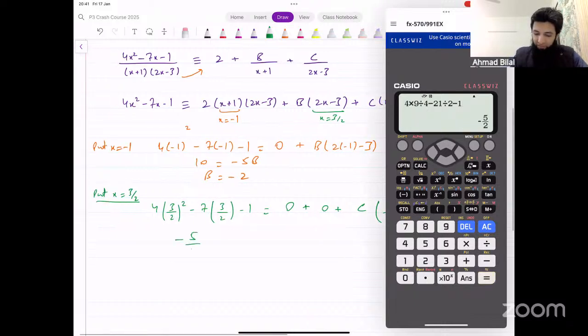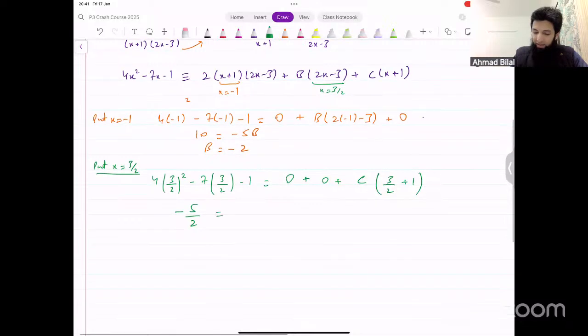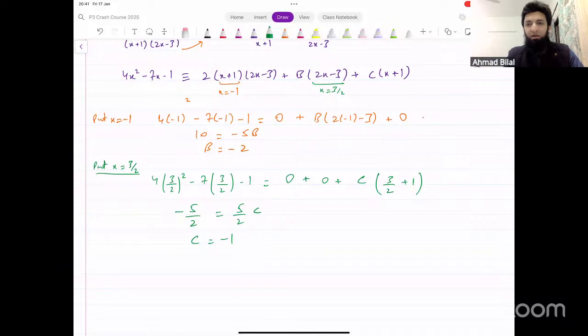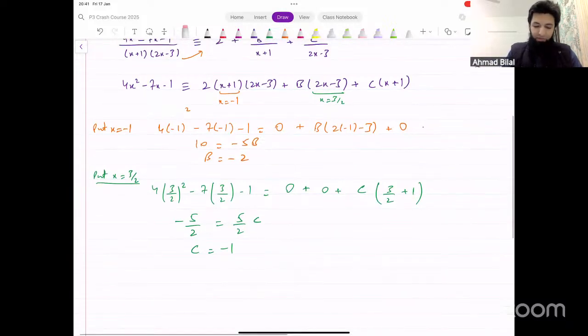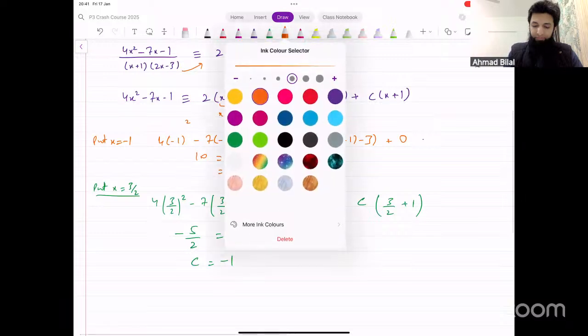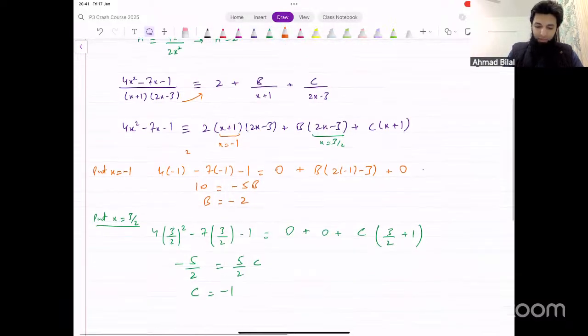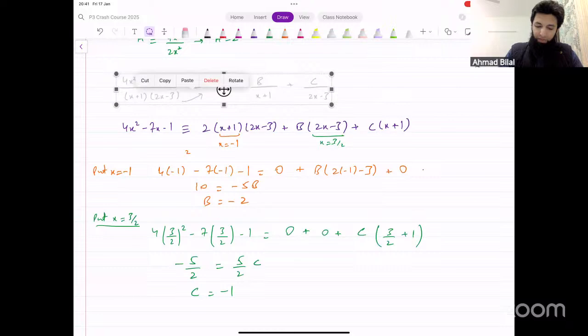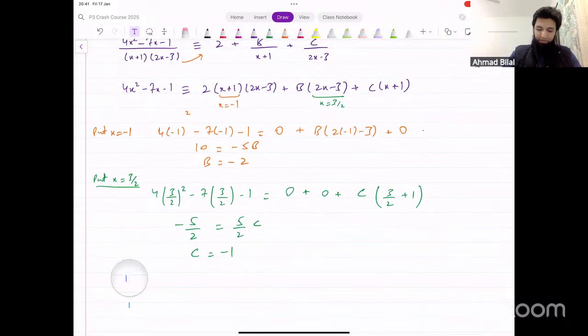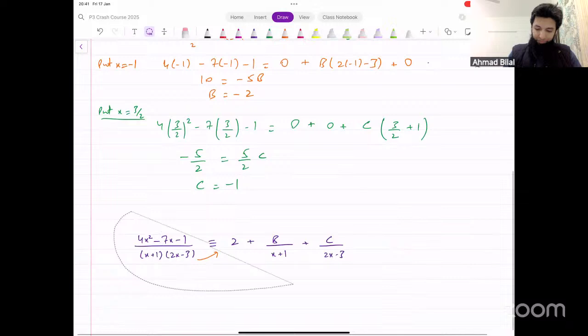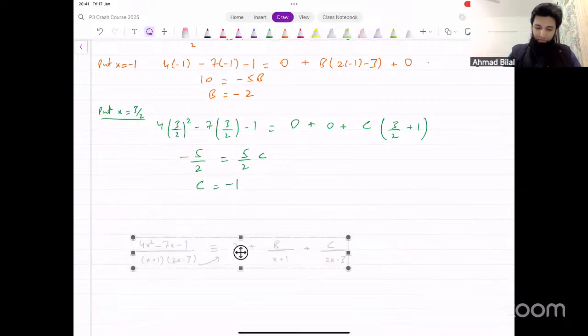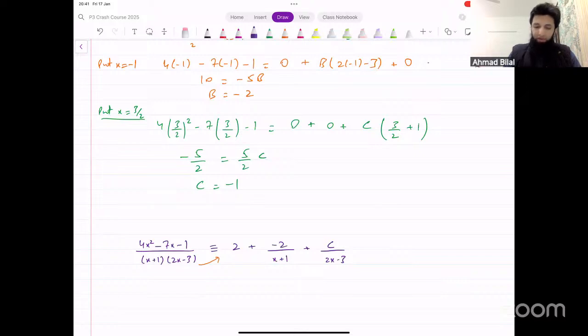On the left side, I have minus 5 over 2. On the right side, I have 5 over 2 times c. So the value of c turns out to be negative 1. And that's it. We've got the partial fractions that we were looking for. The partial fractions look like this. The value of b is negative 2, and the value of c is negative 1. These are the partial fractions that we wanted.